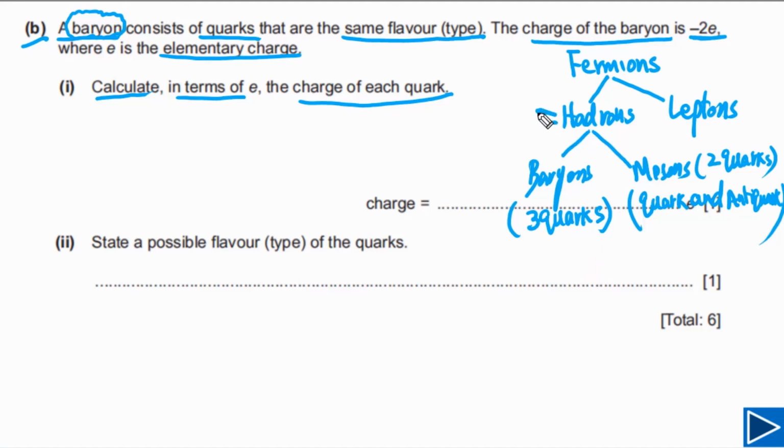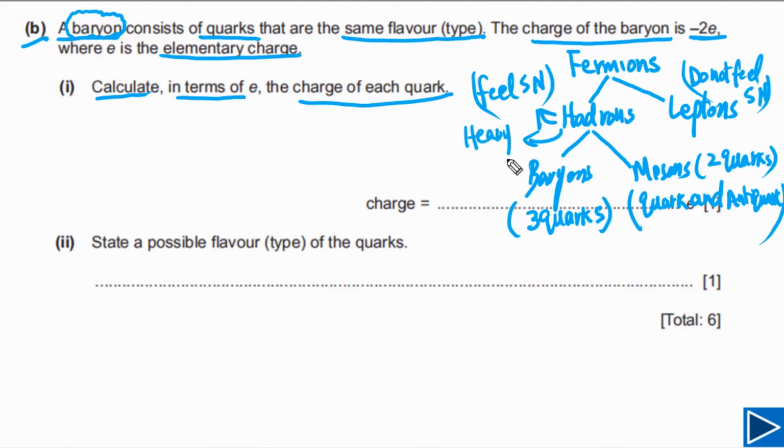Hadrons feel the strong nuclear force. So we can say feel strong nuclear force. I'm using SN for strong nuclear force. Leptons do not feel strong nuclear force. Do not feel SN, meaning strong nuclear force. Hadrons are heavier particles. So we can say they are heavy particles. Leptons are lighter particles. So we can simply say lighter particles.